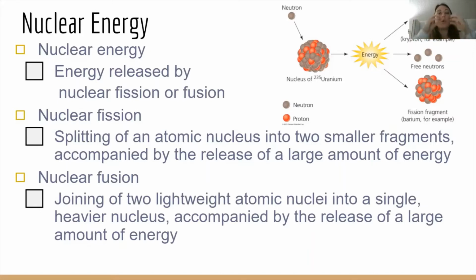Now, what we do on Earth is nuclear fission. That's what we know how to do. Nuclear fusion, we know how to do theoretically, but this requires very high temperatures, and we can't really achieve those temperatures on Earth. This is what happens on the sun.